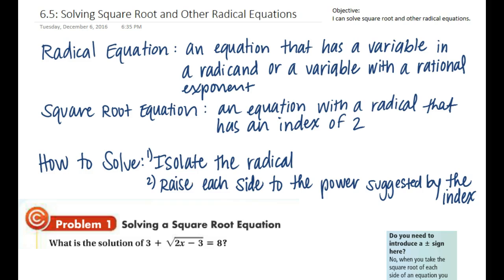First thing you want to do is isolate the radical, which means get rid of everything else before or after the radical on one side of the equation, and then you want to raise each side of the equation to the power suggested by the index.